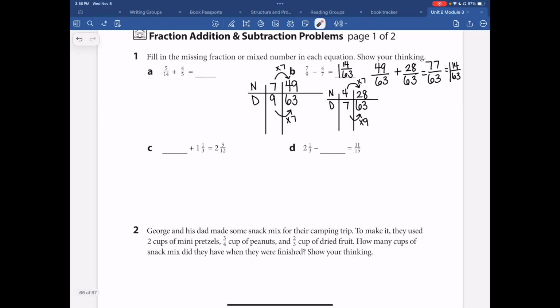Okay. Then on this one, we have blank plus 1 1/3 equals 2 5/12. So we have to think about what we could add to this to get that. I think the best way to do this would actually be to flip it around. So you might want to do 2 5/12 minus 1 1/3, because that's going to get you what you could add to 1 1/3 to get 2 5/12.